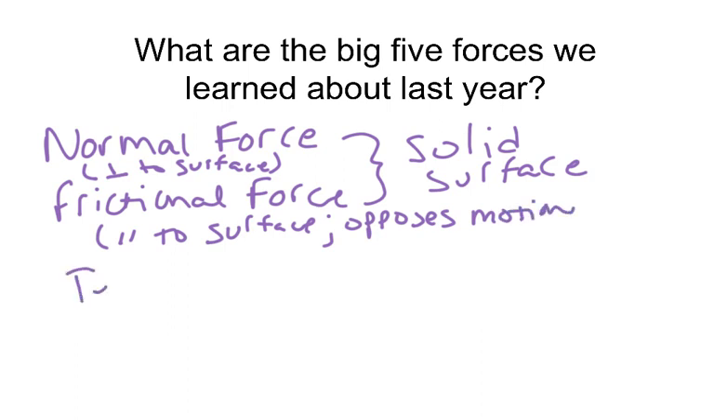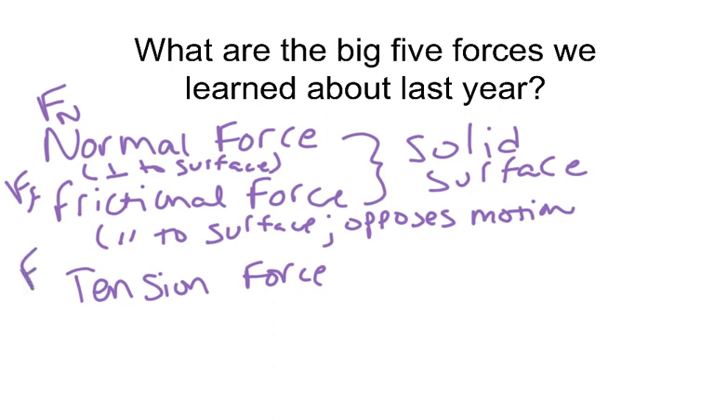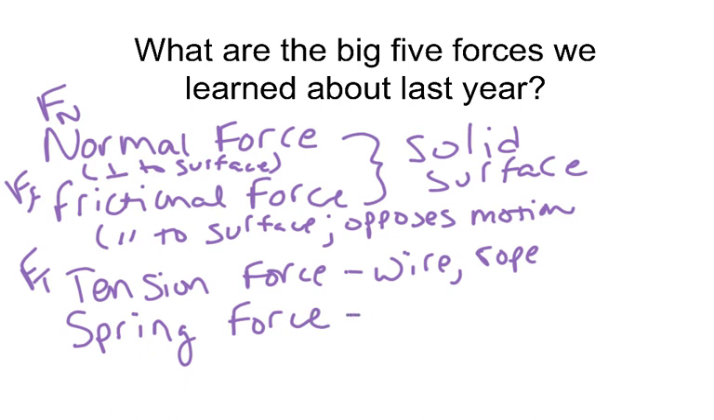We talked about the tension force. By the way, the labels for these is F for force, and then the subscript N for the normal force. F for force, little f for friction. Tension is F for force, T for tension. For this you need a wire, a rope, a string, something you can pull tight. We also talked about a spring force. That is the force provided by a spring. This is also Hooke's law, and we will talk about that some more later.